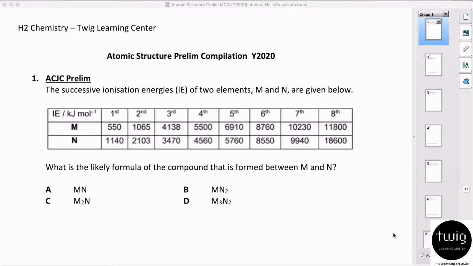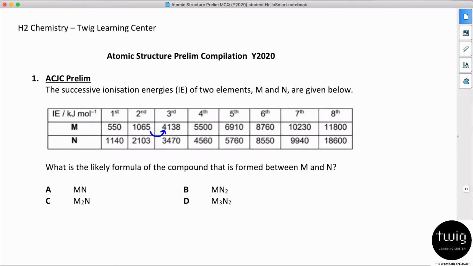Let's look at the very first question. The successive IE of two elements M and N are given below. From this table, you must be able to decide which group M and N are in. Always look out for the biggest jump. You have to find the difference, and you'll notice that this part here shows the biggest jump, from here to here.